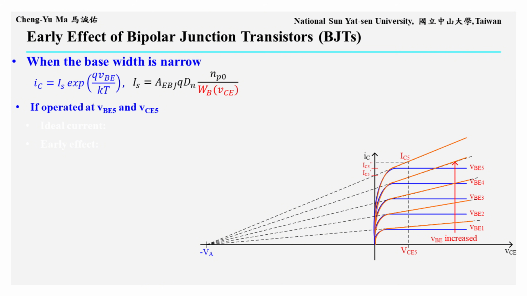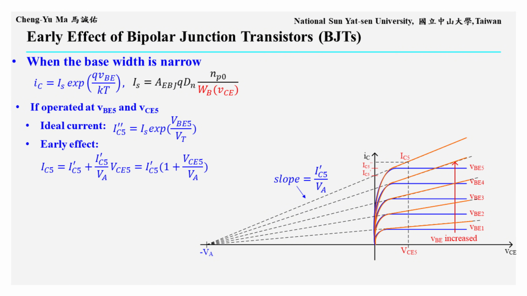Next, we analyze how the early effect modifies the collector current equation. As shown in the IC versus VCE characteristic curve, let us use an operating point with the bias conditions VBE5 and VCE5 as an example. In the ideal case, when an NPN BJT operates in active mode without the early effect, the IC current is represented by the blue curve. The ideal current is labeled IC5 double prime. It equals IS multiplied by the exponential of VBE5 over VT. Here, the ratio VBE5 divided by VT is inside the exponential term. In this expression, IS is the ideal saturation current coefficient without the early effect.